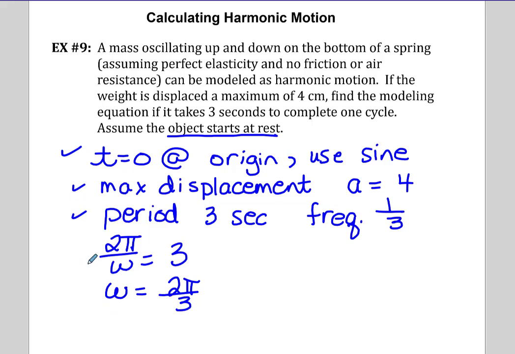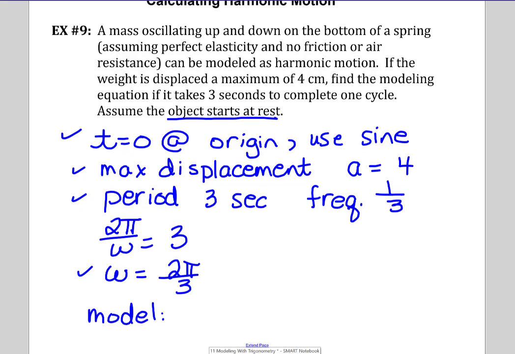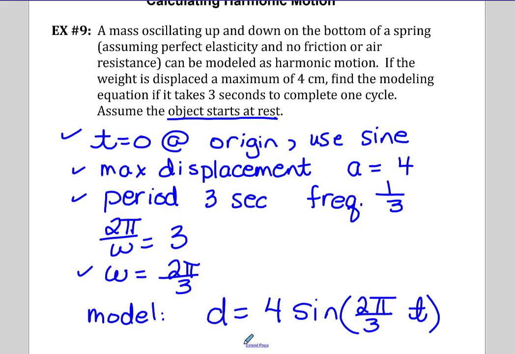So working through this kind of thought process, we can write the model using the sine curve, which would be displacement is 4 sine 2 pi over 3 times time. And we have written a model for harmonic motion on a spring.